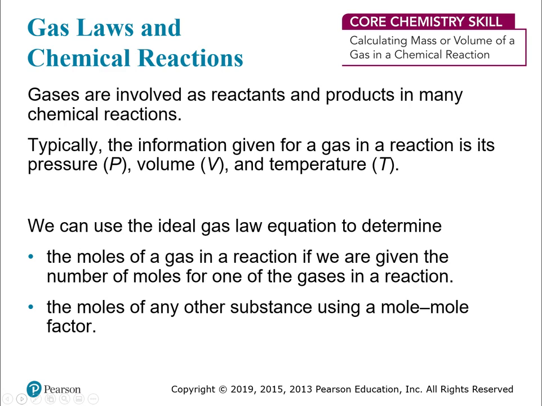Remember in chapter 7, how we were doing calculations with chemical equations? That's what we're going to do. Gases are involved as reactants and products in lots of chemical reactions, so we can't just leave them out. Usually you're given pressure, volume, and temperature for these types of things, and we can use the ideal gas law to figure out the number of moles if we know the number of moles for one of the other gases, and we have the equation, we can do the whole mole factor thing. So again, don't forget chapter 7, because you need it.